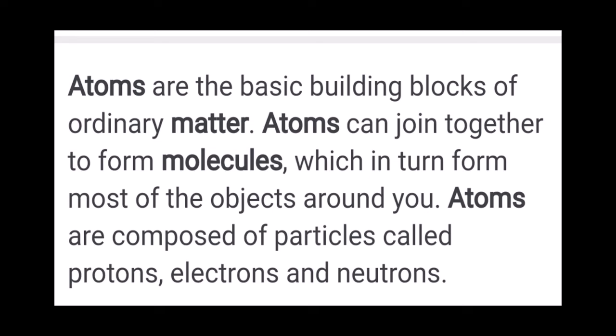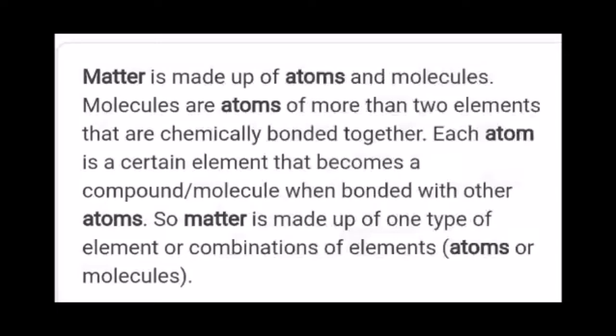Atoms are the basic building blocks of ordinary matter. Atoms can join together to form molecules, which in turn form most of the objects around you. Atoms are composed of particles called protons, electrons, and neutrons. Matter is made up of atoms and molecules. Molecules are atoms of two or more elements that are chemically bonded together. Each atom is a certain element that becomes a compound or molecule when bonded with other atoms. So matter is made up of one type of element or a combination of elements.